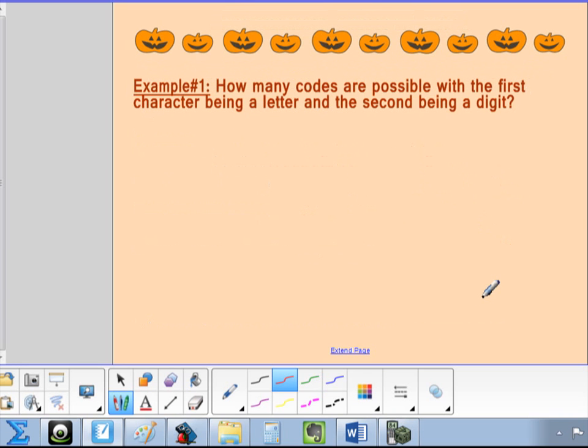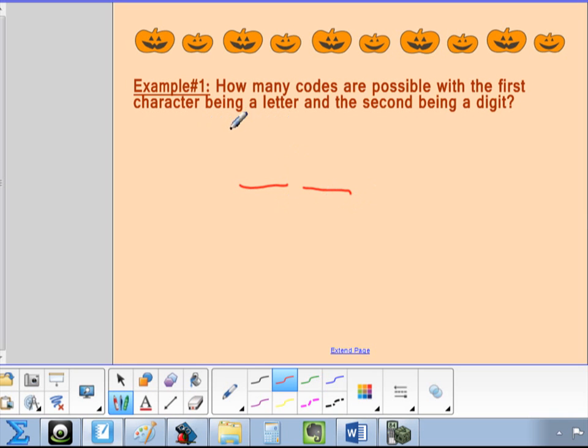So let's look at an example. How many codes are possible with the first character being a letter and the second being a digit? So the first thing I'm going to do is recognize that there's some number of each thing. So this is the counting principle. The first thing is a letter. Second thing is a digit. So I like to just use a line to represent each thing. And then simply ask yourself the question, how many characters are there?